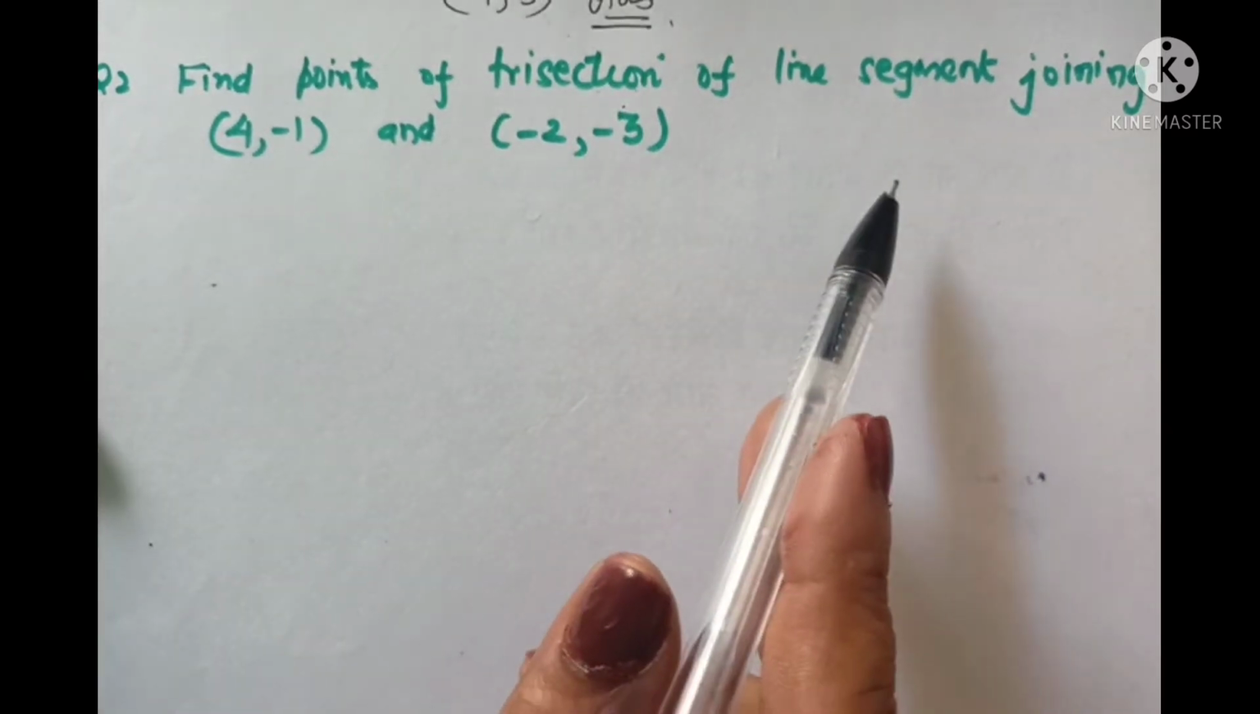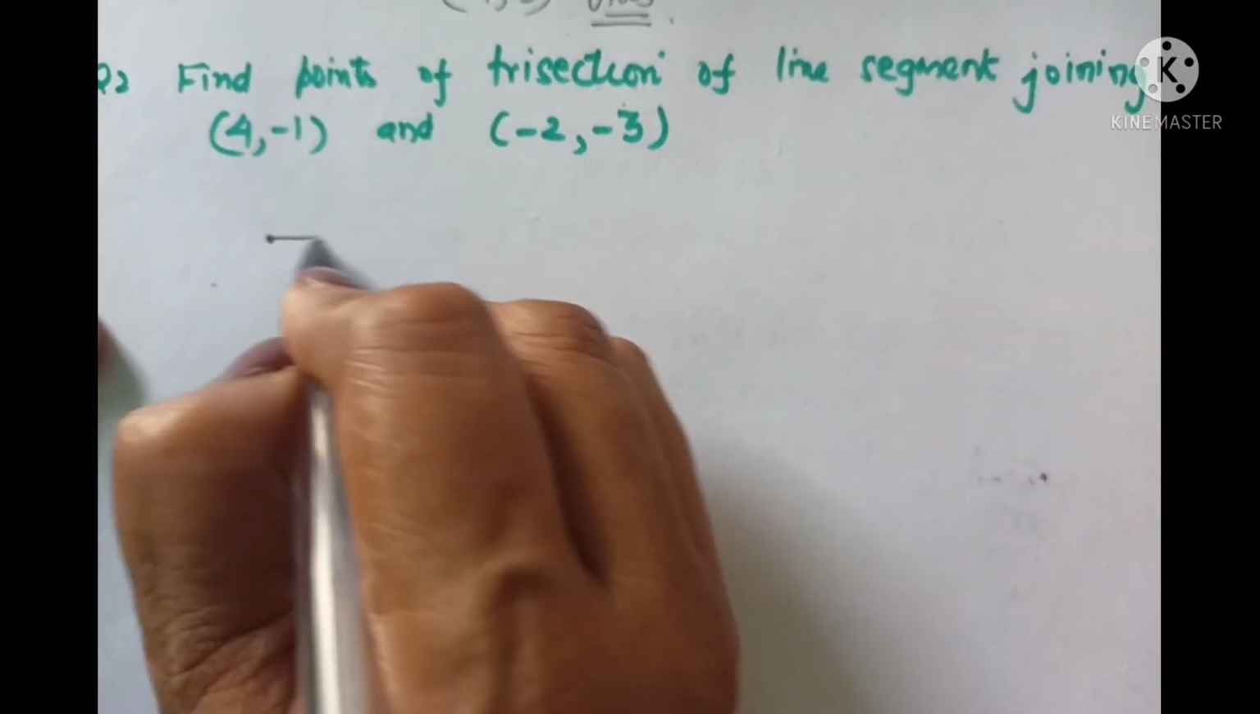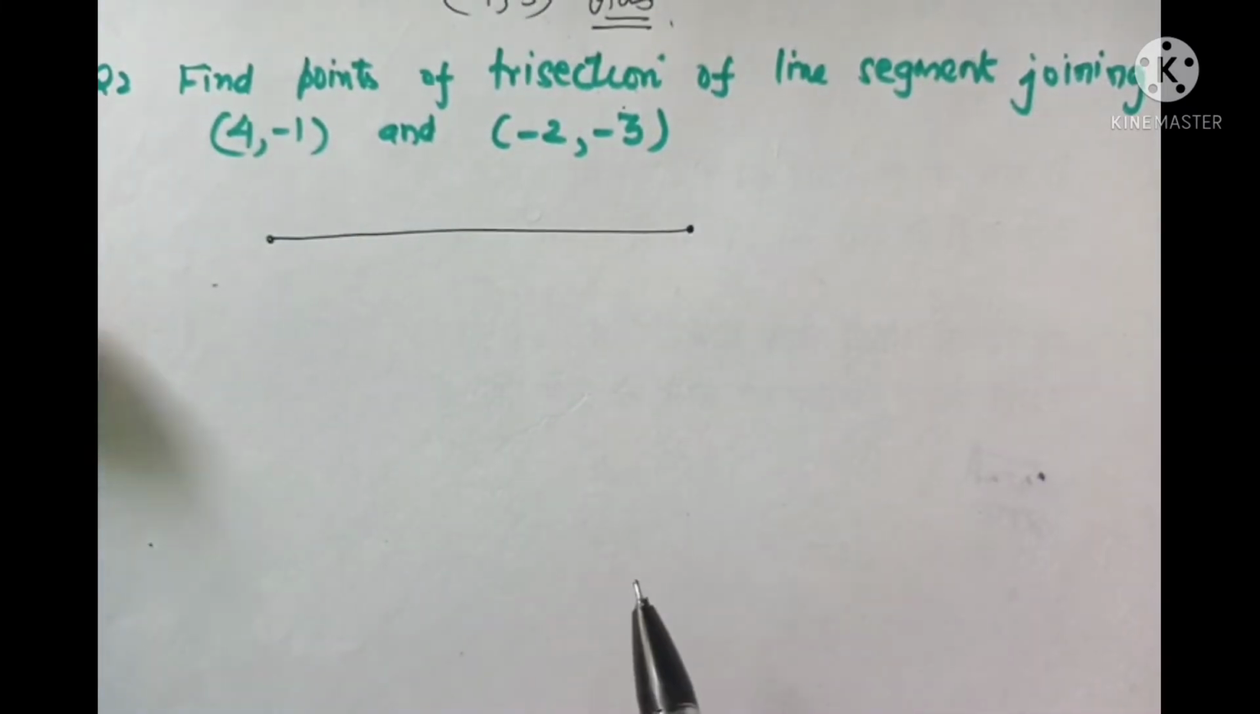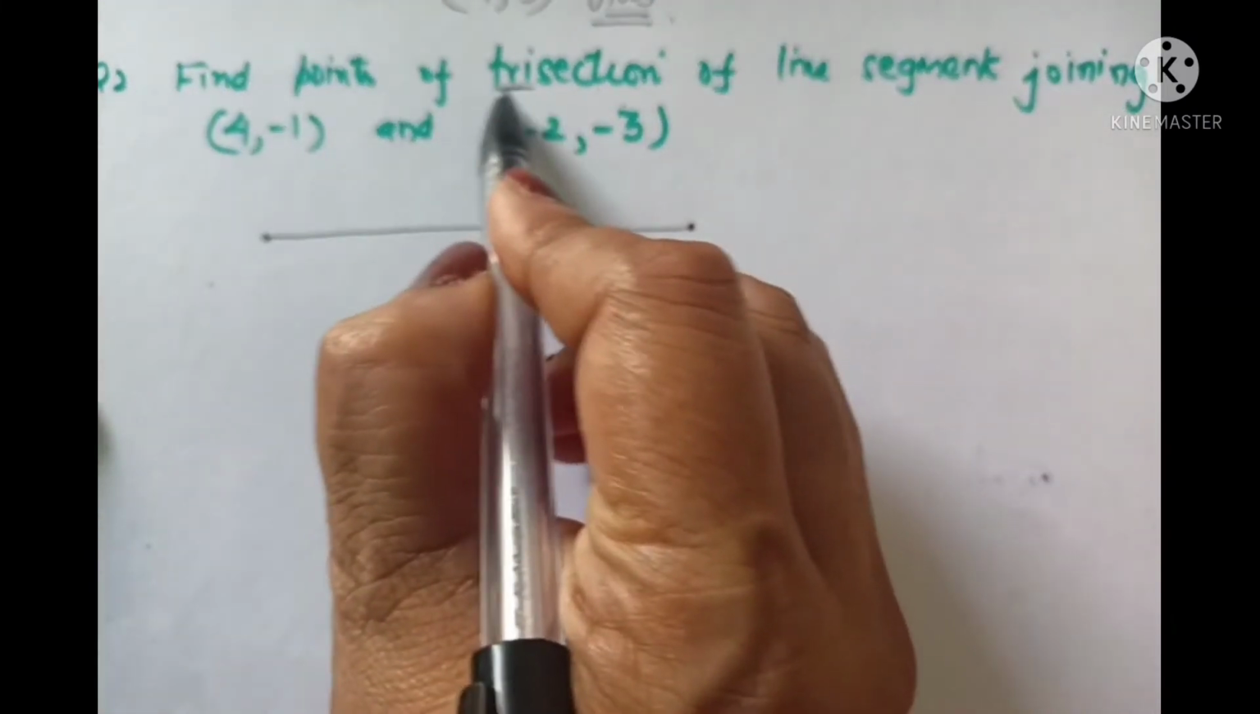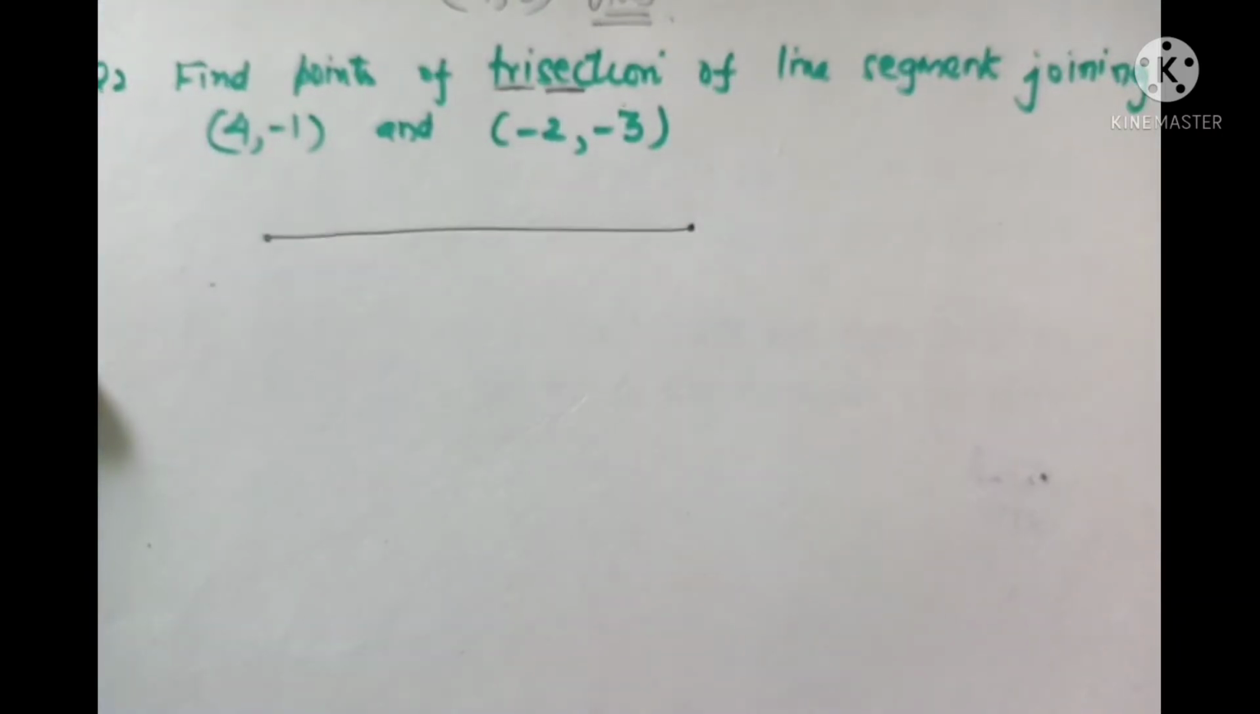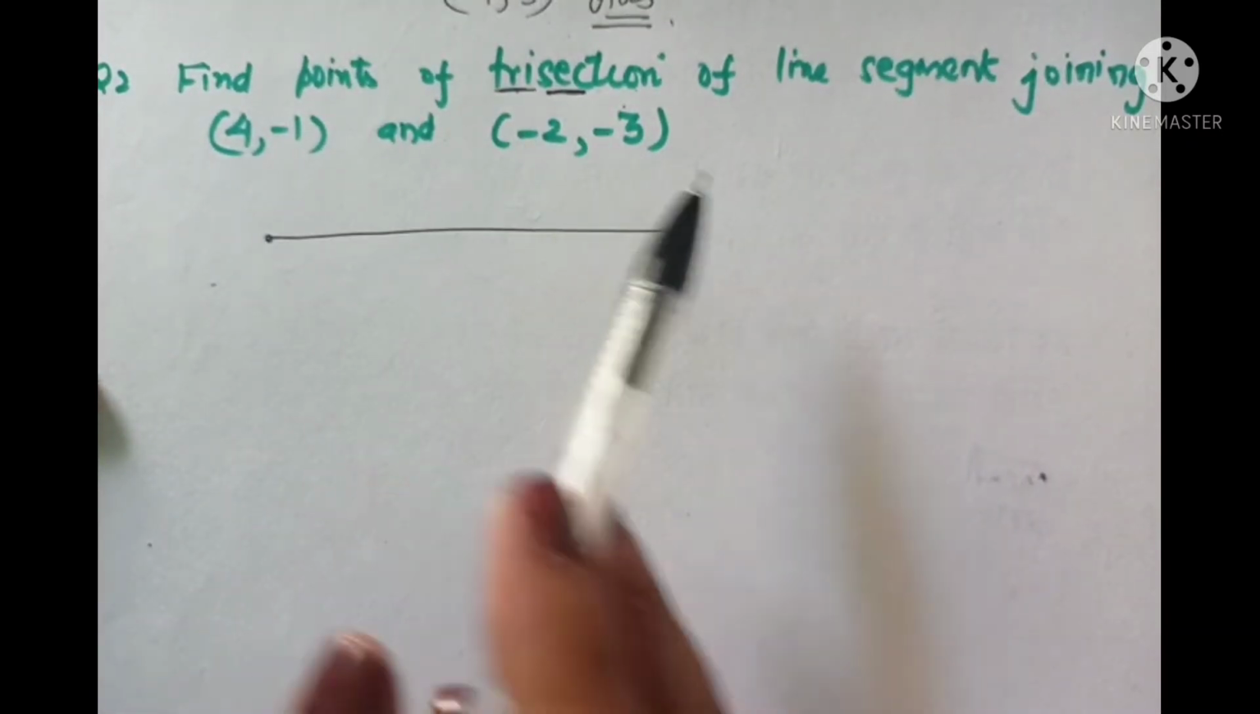Find the points of trisection of the line joining this and this. So let us make a rough figure. You know, trisect means dividing into 3 equal parts, just like bisect means 2 equal parts. Trisect means 3 equal parts.